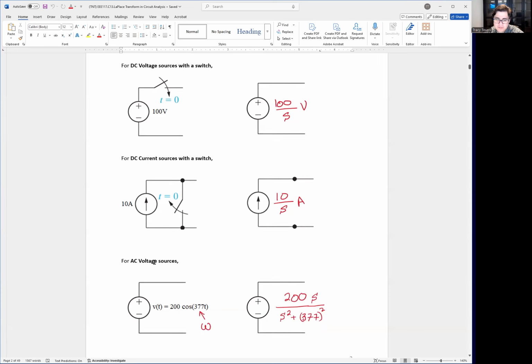Lastly, we have AC, any type of alternating current voltage source or current source to be exact. You have v of t is equal to 200 cosine of 377t. Remember 377 is your omega, which is the radians per second, or indirectly the frequency of the circuit. You could convert that over to the Laplace domain. Look at your table. It's going to be 200, which is a voltage magnitude, times S divided by S squared plus omega squared, which is 377 in this case. So these are the three types of sources you'll typically see.